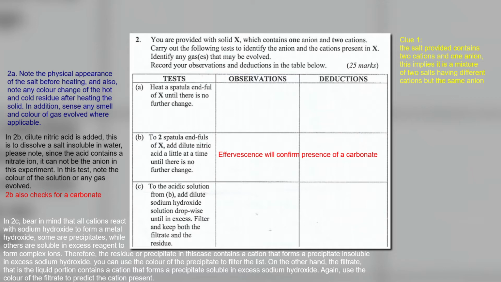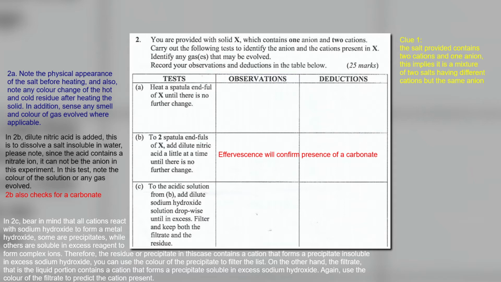In 2b, dilute nitric acid is added. This is to dissolve a salt insoluble in water. Please note, since the acid contains a nitrate ion, it cannot be the anion in this experiment. In this test, note the color of the solution or any gas evolved.